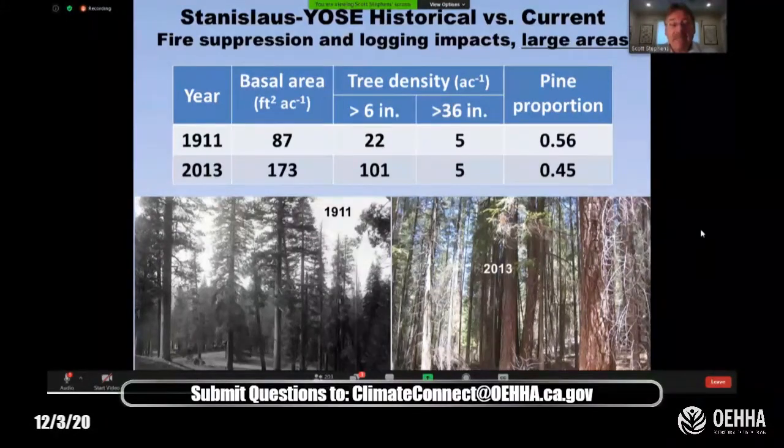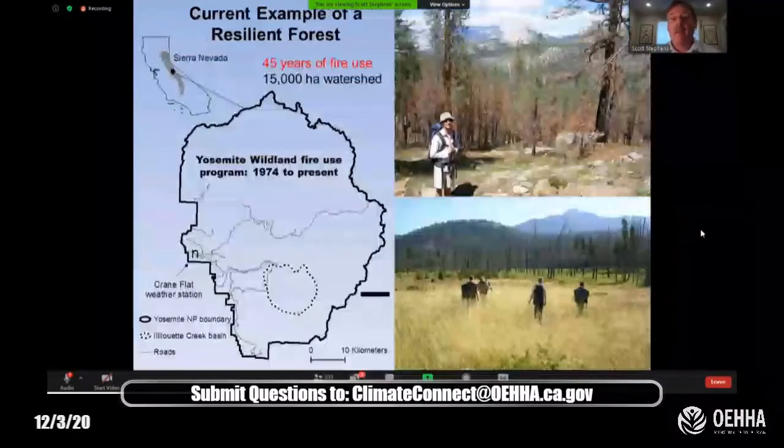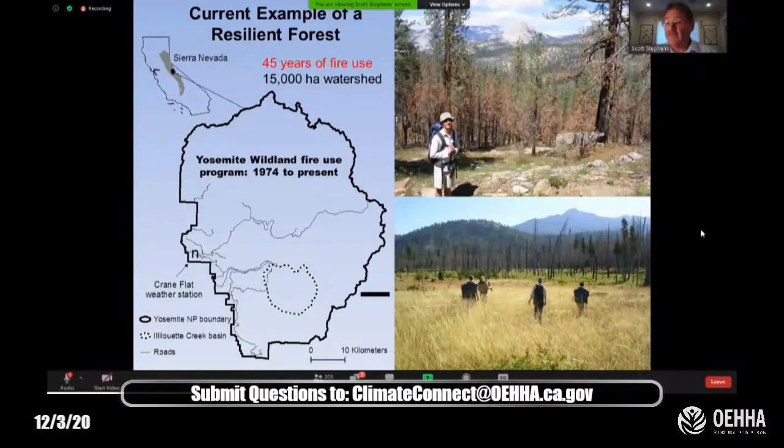I think sometimes when we look at these data, we don't realize just how much forests have changed. They've changed really remarkably because of our management history in the last 100 years. What about some places where we can get some information that maybe shows that there is some hope for forest resilience, at least in the near to medium term?